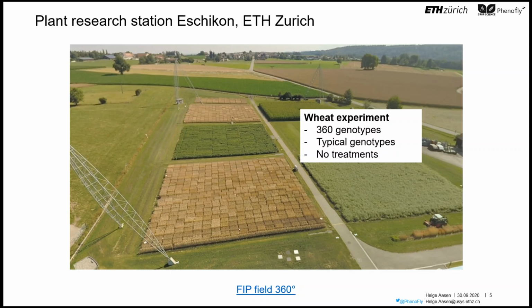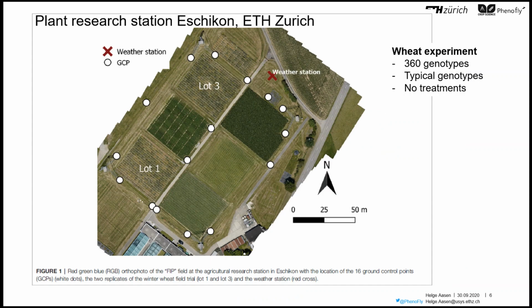Our study was carried out at our plant research station in Eschikon, where we have the setup here. In total, we had around 360 genotypes of wheat in 2 repetitions in these 2 plots, which you can see up here and down here. The crops are managed in a typical manner for Switzerland, and no treatments are applied. The whole station is equipped with ground control points, so we can easily carry out multi-temporal studies. In addition, we also have a local weather station here, which records the typical ambient information.